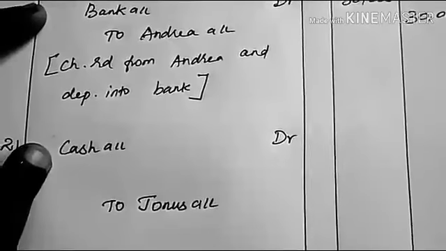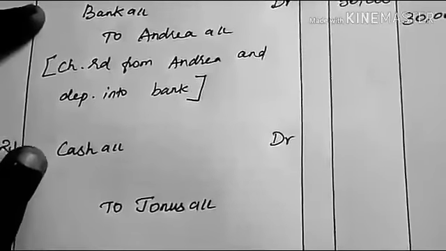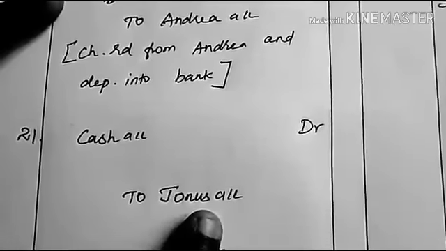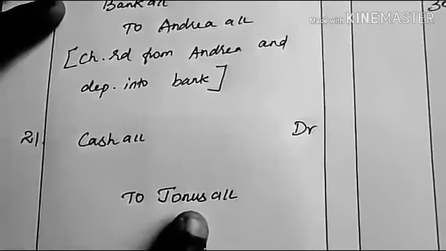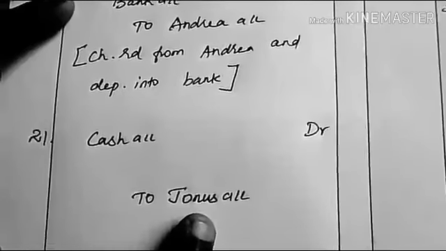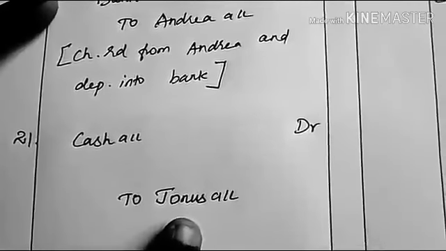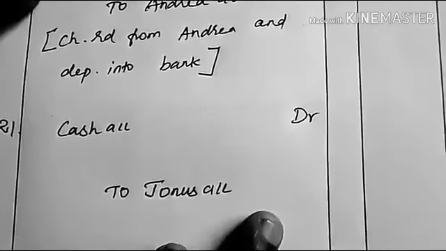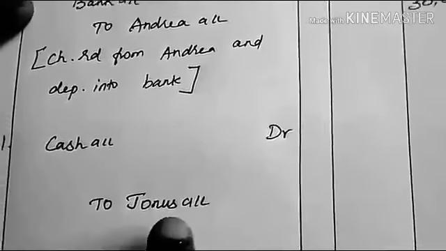See, cash is a real account. Real account rule is debit what comes in. Cash comes in, debit. Jonas is a personal account. Personal account rule is debit the receiver, credit the giver. From Jonas you have received, so according to this transaction Jonas is the giver. So credit Jonas account. So how much amount are you supposed to receive from Jonas?